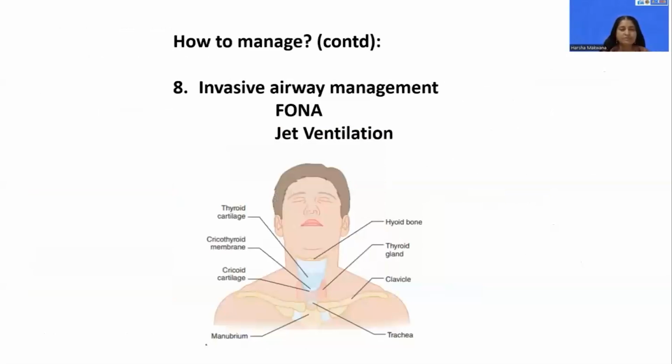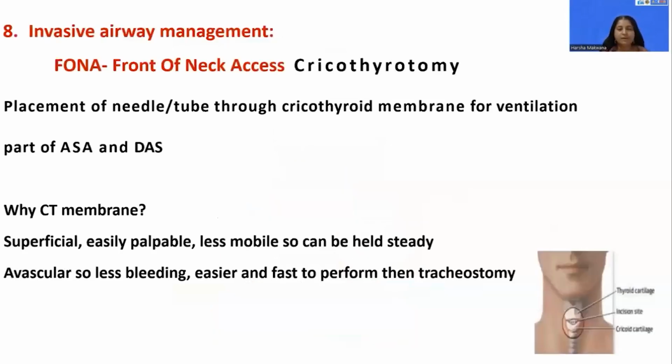Now, invasive airway management. So, what are they? The FONA and jet ventilation. So, what is FONA? Front of neck access. How? By cricothyroidotomy. What is it? It is a placement of a needle or tube through the cricothyroid membrane for ventilation, and it is a part of the American Society of Anesthesiologists and Difficult Airway Society difficult airway management algorithms.